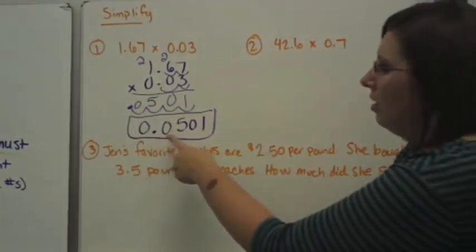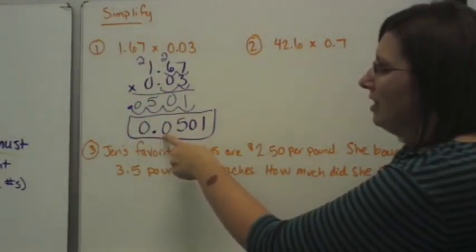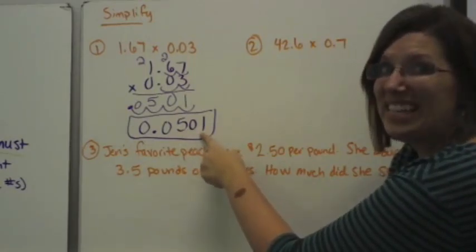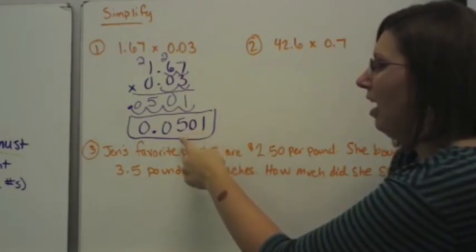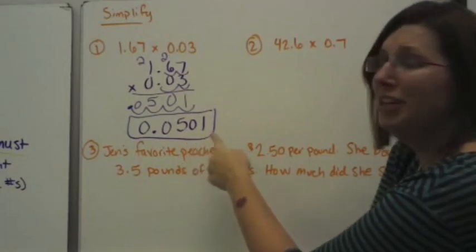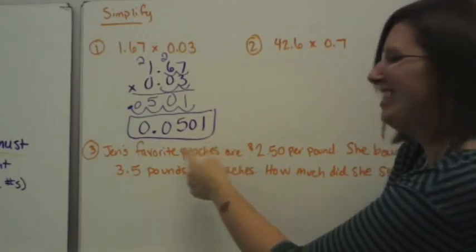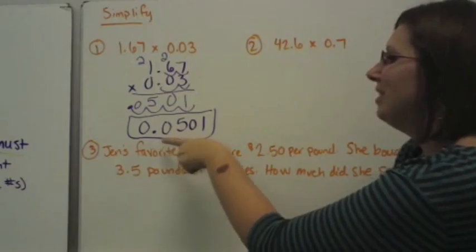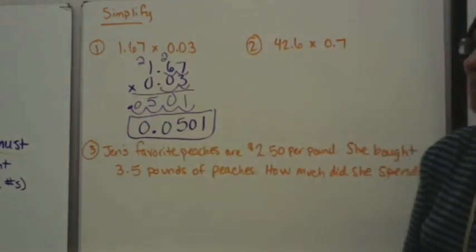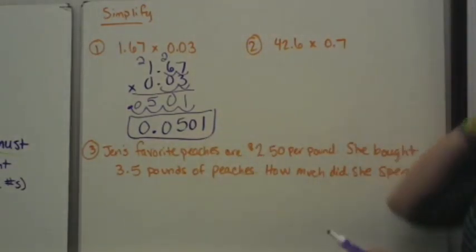with, let's see, that's the tenths, hundredths, thousandths, 10,000ths place. So I've got 501 10,000ths. That doesn't sound right, but it's 0.0501. Let's look at the next example.